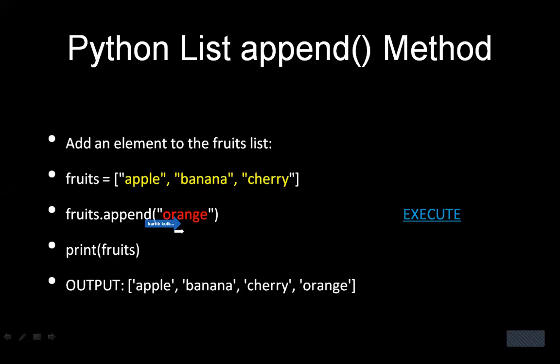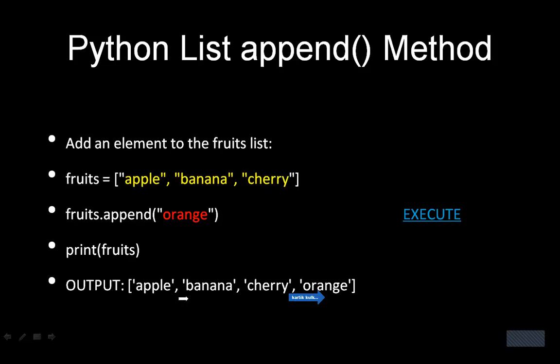Here I want to add an element. What element do I want to add? I want to add orange to the already existing list, and then I will print it. Now I am appending orange to the existing list. If I print the list, I will get the output with orange included in the given list. But where exactly it will be included is also important, right?